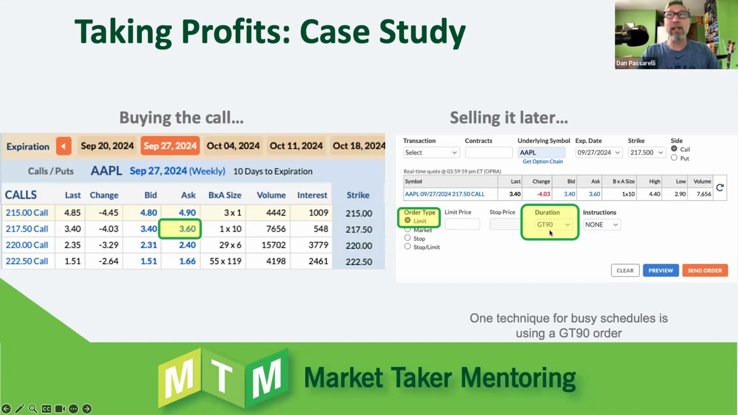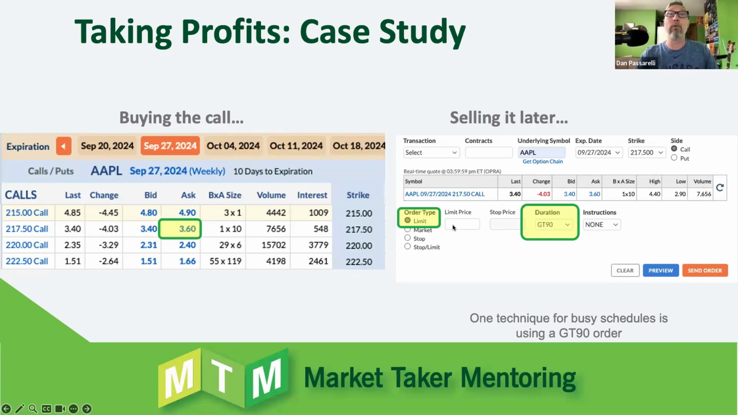Especially if you have a busy schedule. If you're sitting in front of your computer and you have your trading plan written out, you know where you're going to get out ahead of time. Make no mistake, if you wait until the heat of the moment when you have a lot of emotions, you're always going to make the worst decision. You always have to have this planned before the heat of the moment. So a great way to do it is just put in a limit order.